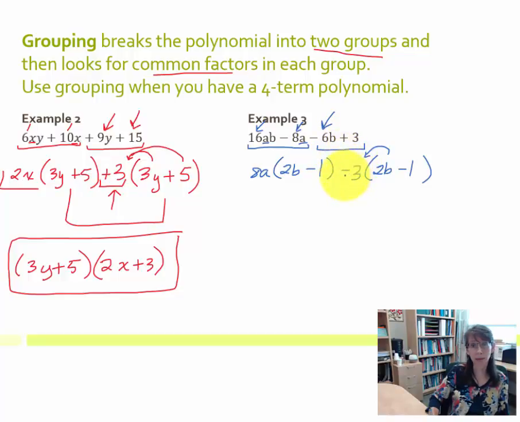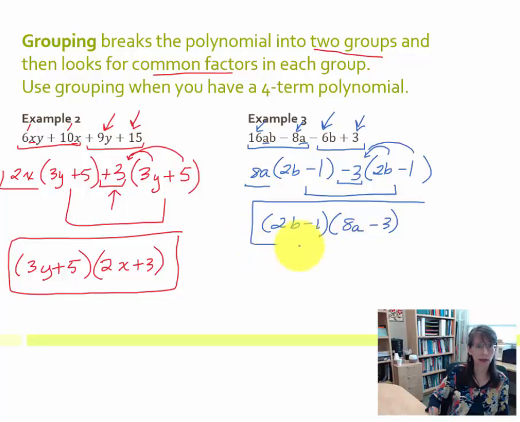So now you can see sometimes we use a plus, sometimes we need to use minus to fill in the factor. And check your last term. Is negative 1 times negative 3 a match for plus 3? That looks great. So notice how we created a common factor of 2b minus 1. And the other factor comes from joining 8a and negative 3. So 8a minus 3. We have completely factored our 4-term polynomial.